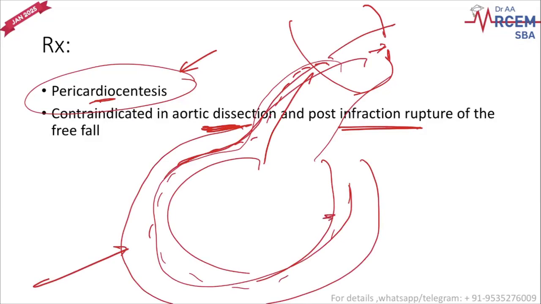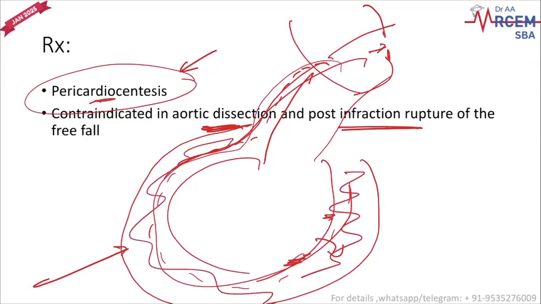Same thing holds good if there is a rupture of the free wall itself. If you continuously aspirate, you will keep on aspirating. There will be no stop for it. At least if you leave it as such, it can cause a tamponade effect here and might form a clot and stop the bleeding which is present.